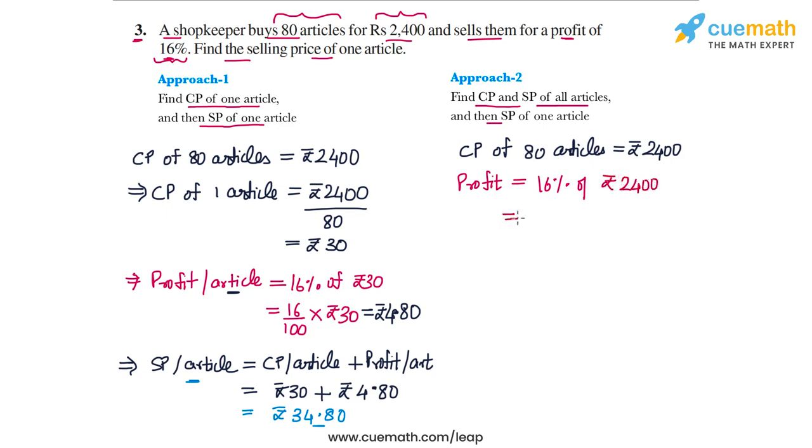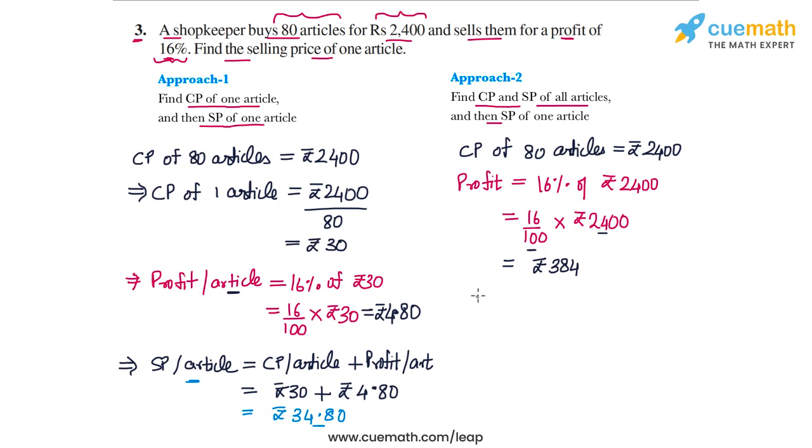16% of 2400 is 16 by 100 into rupees 2400, and this is equal to, 2400 by 100 is 24. 24 into 16 is 384. So the profit is 384 over all the 80 articles.